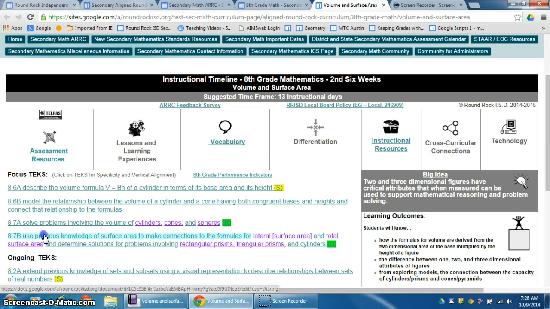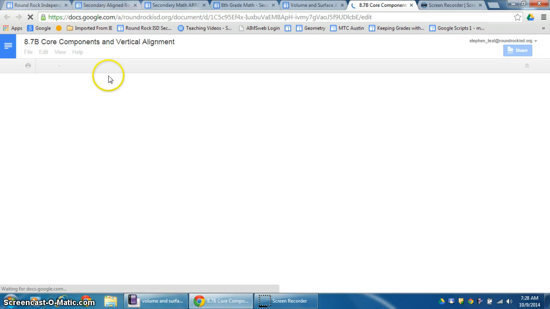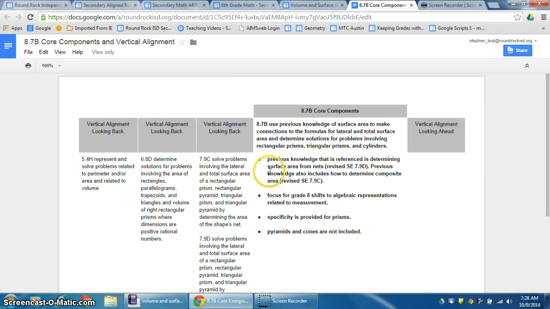Again, we're going to click on that TEK and access the core components as well as the vertical alignment. Now this TEK has two main verbs, so we're going to make sure we look at both of those. The first one is to use, employ, use previous knowledge of surface area to make connections to the formulas for lateral and total surface area. That's the first part of that TEK, and driven by that first phrase, use the previous knowledge.